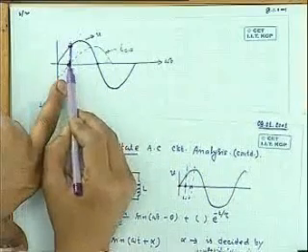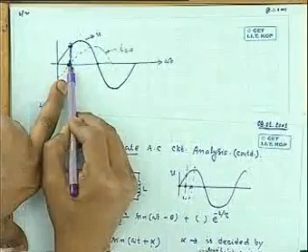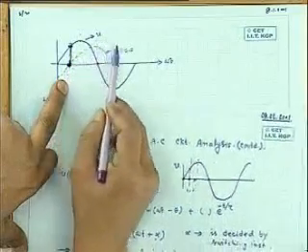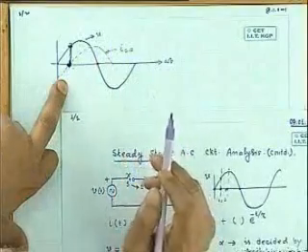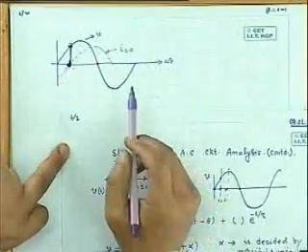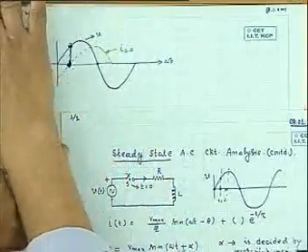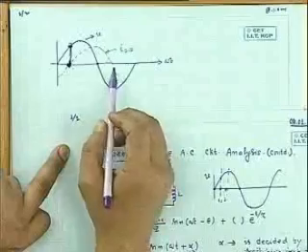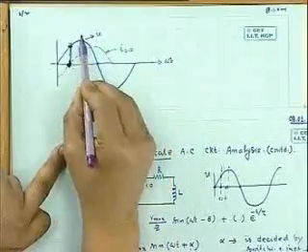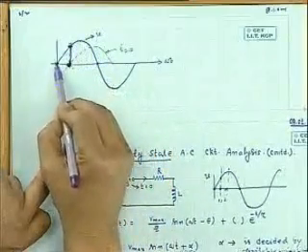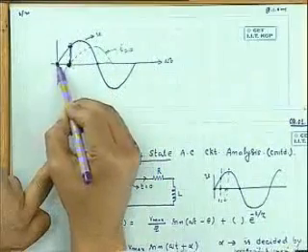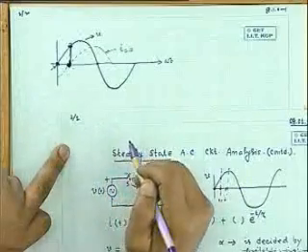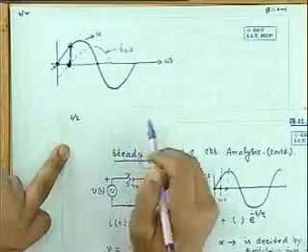Therefore, if someone closes this switch at this instant, there will be no transient response. The circuit will straight away go to the steady state condition like this. This point will be further clear if I consider the closing of the switch at some other instant. For example, if somebody closes the switch such that voltage was 0 and rising at this point, then let us see what happens.